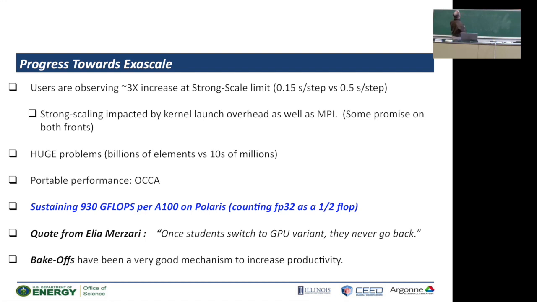So, progress towards exascale. People are observing a 3-fold increase of the strong scale limit, 1.15 seconds per step. Huge problems, billions of elements versus tens of millions of elements. Portable performance through OCCA, sustaining almost a teraflop per A100. A quote from Ilya Marzari, who I understand was here earlier this year or in the fall: once the students switch to the GPU variant, they never go back. It's really palpable. I mean, it does run fast. You're like, oh, a couple of GPUs, it really makes you good. And these bake-offs were a really good mechanism to increase productivity across the project.